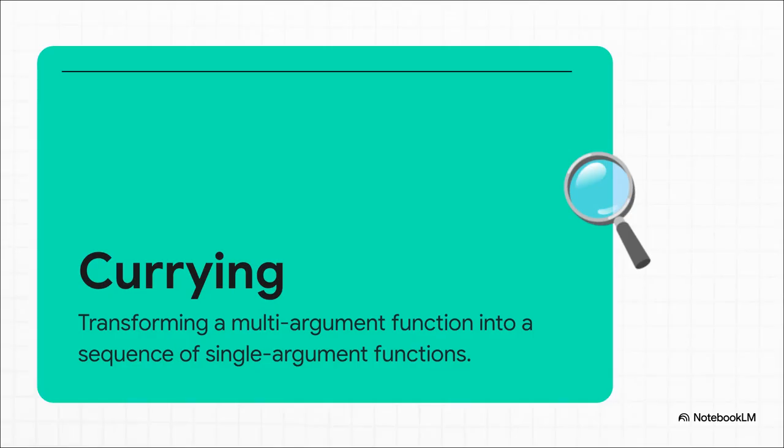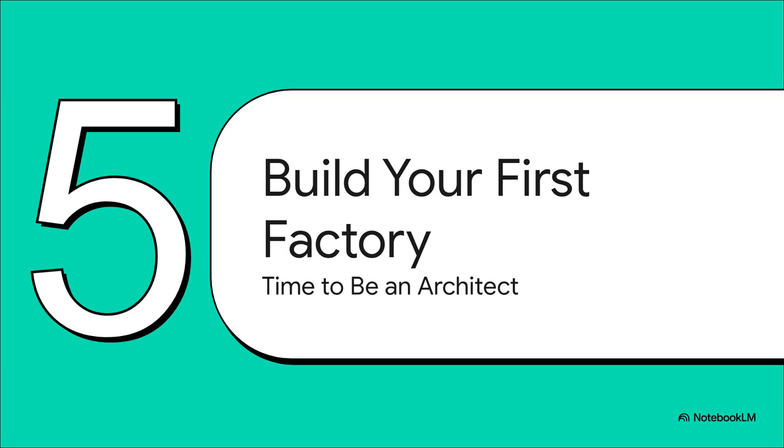Once you get comfortable with these ideas, these factories and callbacks, it opens up some really advanced but super cool techniques, like currying. It's basically taking a function that needs a bunch of arguments at once and breaking it down into a chain of functions that each take just one argument. It's like a specialized factory line where each station adds just one ingredient before passing it down. Okay, theory is great, but let's get our hands dirty. It's time to put on your architect hat. You've seen the tools, you get the concepts, so let's tackle a few quick challenges.